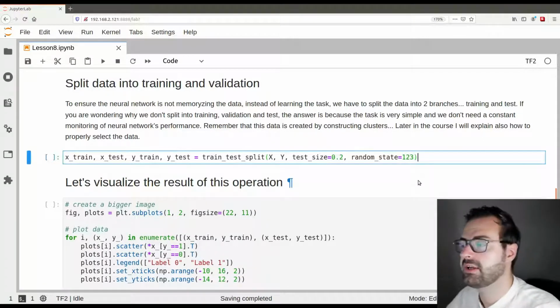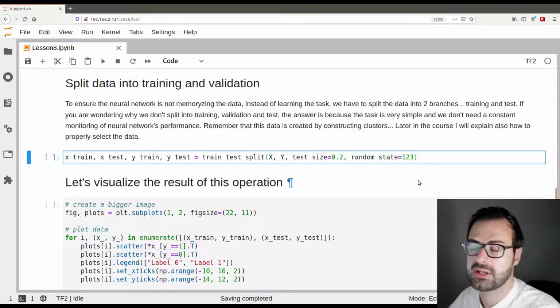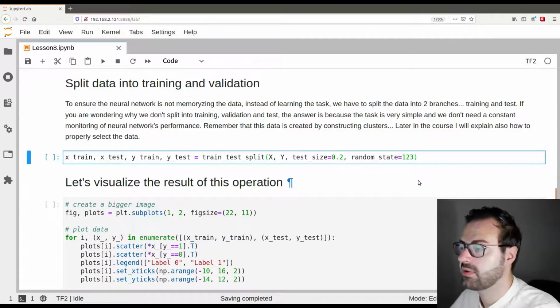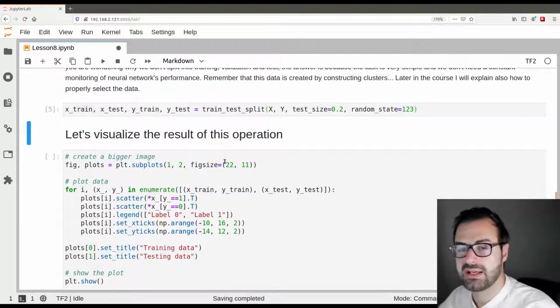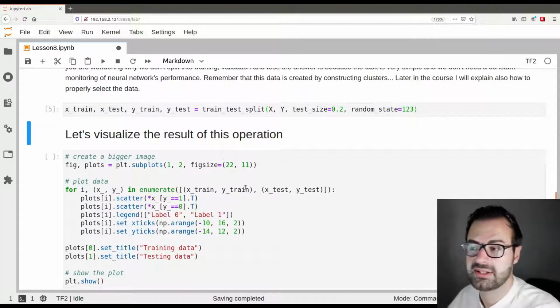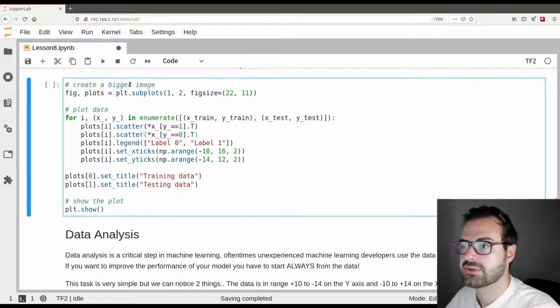So to split the data, we can use a simple function from scikit-learn, train_test_split, where we specify the data and the size of the test data. So we execute this code. Now we need to visualize this operation so that we have an understanding of the training and the test data. So we execute this code.